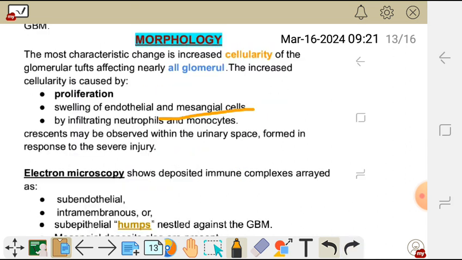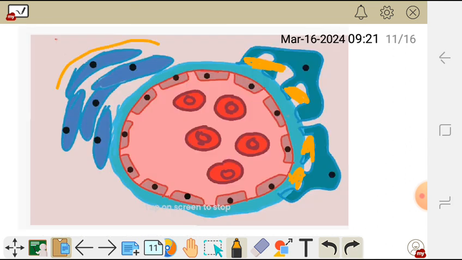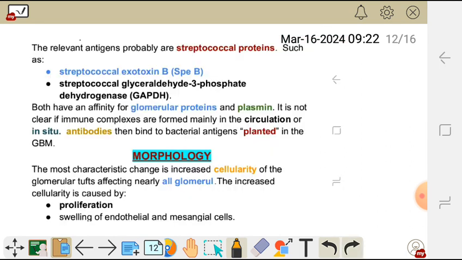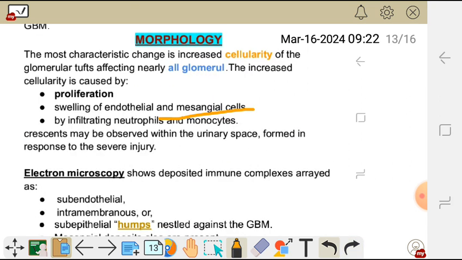So these cells which are here, mesangial cells, are going to swell, they are going to enlarge in size, and then we're also going to have proliferation of the glomerular cells. And then apart from that, we have infiltration of neutrophils. So in the area of injury there, we are going to have neutrophils which are going to infiltrate, okay, and crescents are going to be formed.